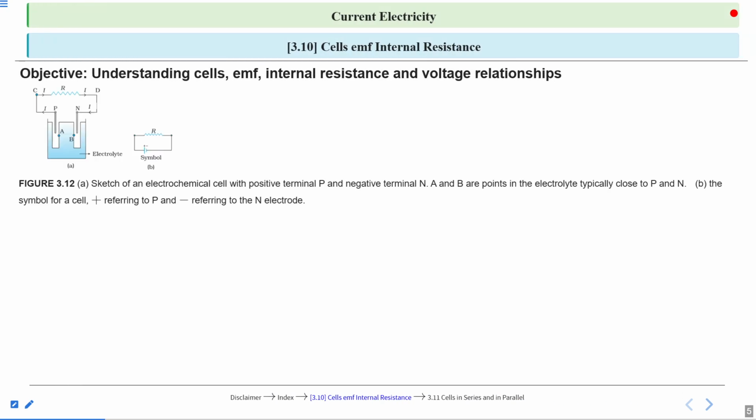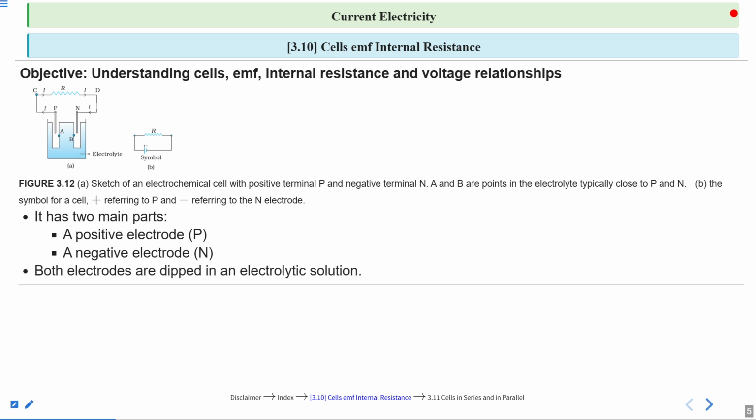This is the diagram, figure 3.12. It has two main parts, a positive electrode P and a negative electrode N. In the diagram, the electrode marked P is the positive electrode, and the electrode marked N is the negative electrode. Both electrodes are dipped in an electrolytic solution. What is an electrolytic solution? It allows the flow of charges, the flow of current, through it.